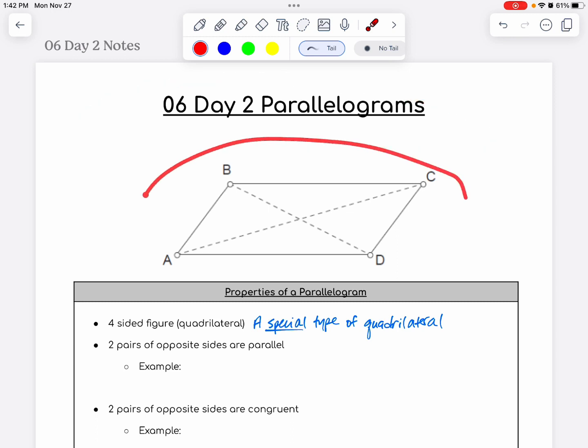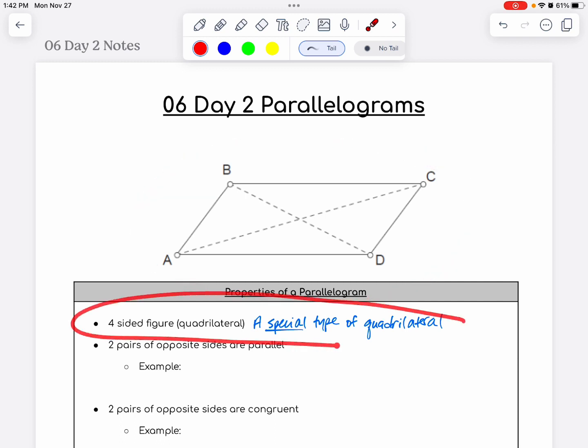This thing right here is called a parallelogram, and a parallelogram is a special type of quadrilateral. Do you remember the word quadrilateral? Quadrilateral, quad means 4, lat means sides. So a quadrilateral is any shape that has 4 sides. A common quadrilateral that you might think of automatically is a square.